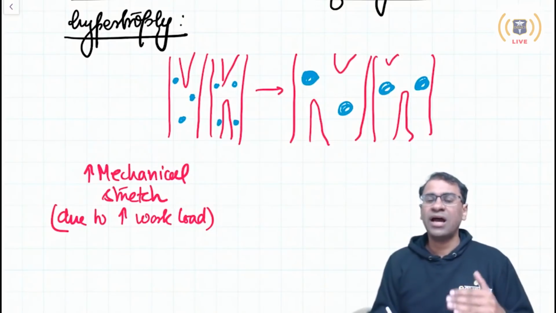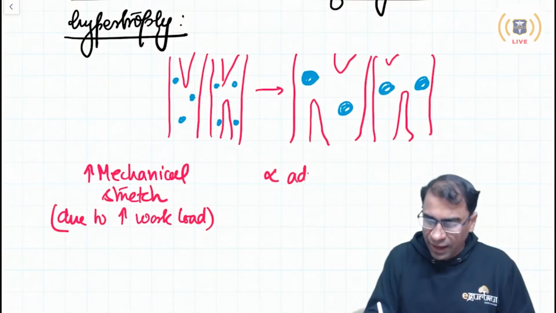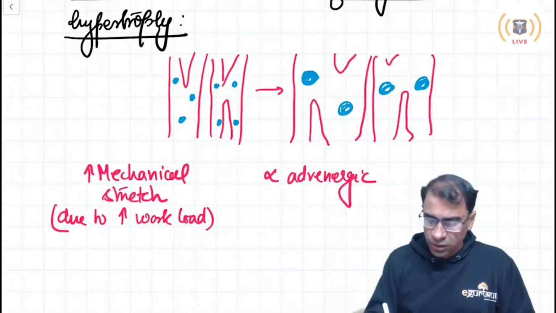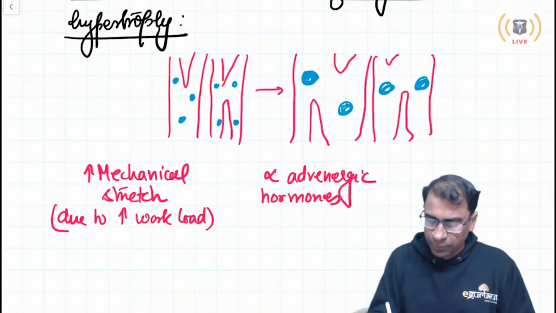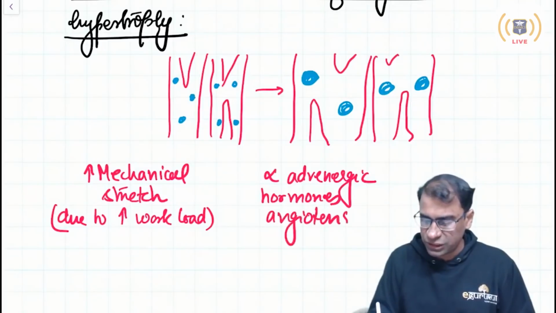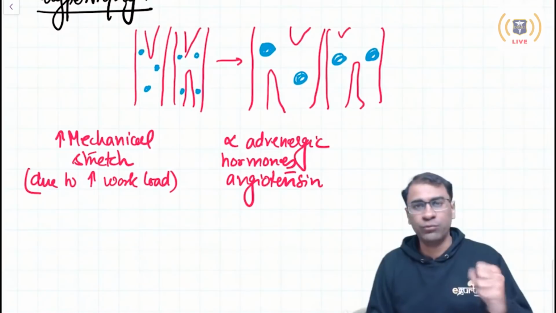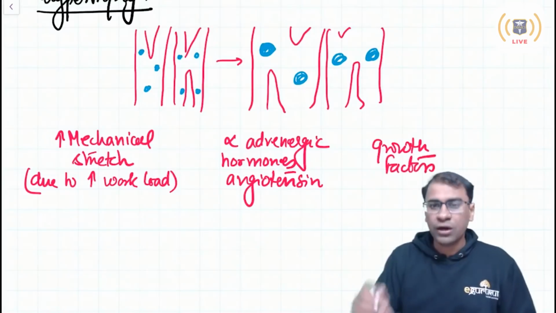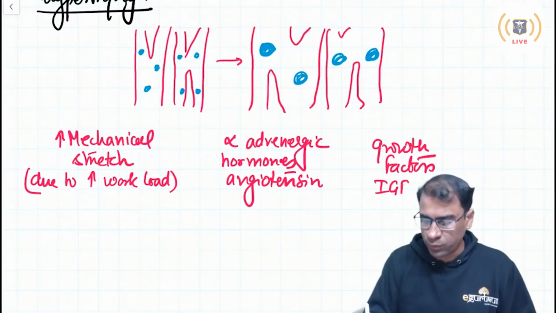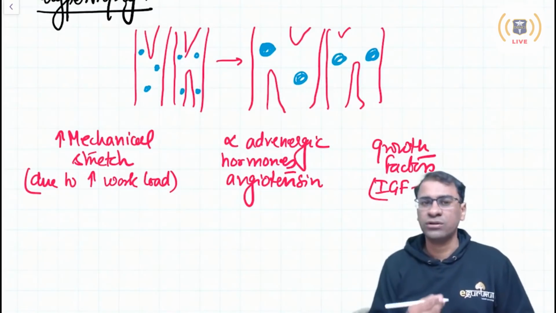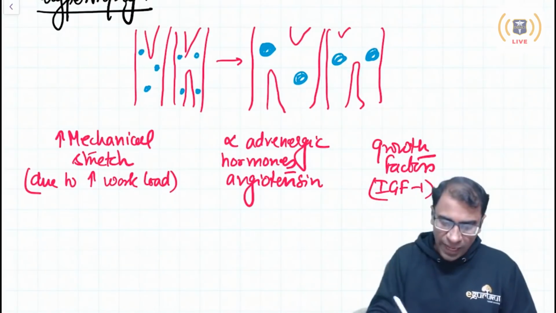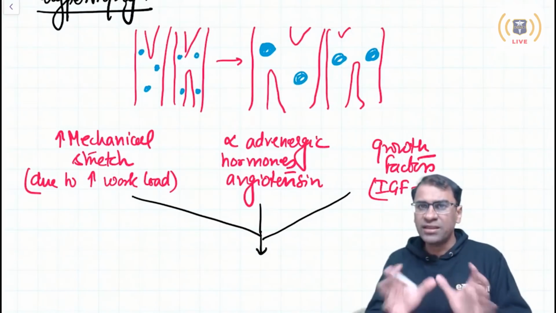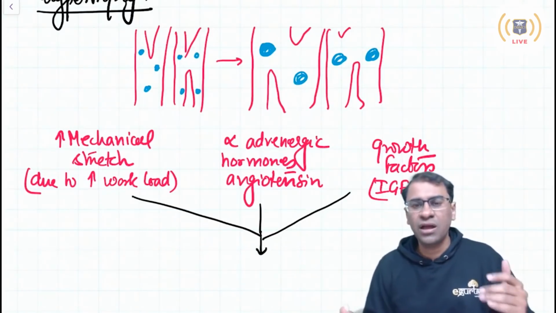Similarly, whenever there is alpha adrenergic action, or there are some hormones, for example angiotensin, again the heart may have to contract more. Similarly, there are some growth factors, for example insulin like growth factor 1, IGF-1, which also has an effect on the heart muscle. So these three things together basically stimulate the cardiac muscle again and again.